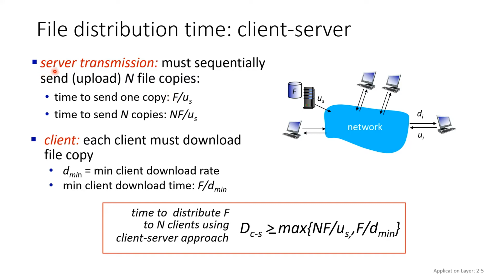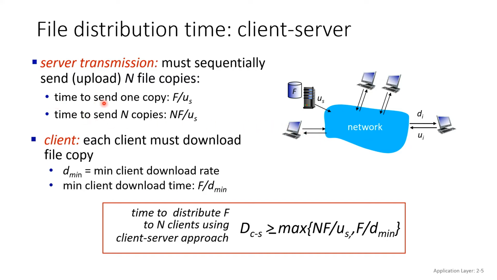So we have the server transmission. The server is just sending files to the clients. This is very sequential, since this is a client-server application. If we have n clients, then we'll be sequentially sending the file to each and every client from the server.